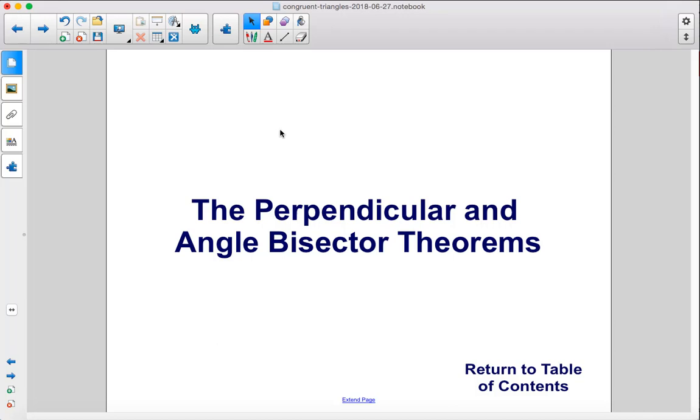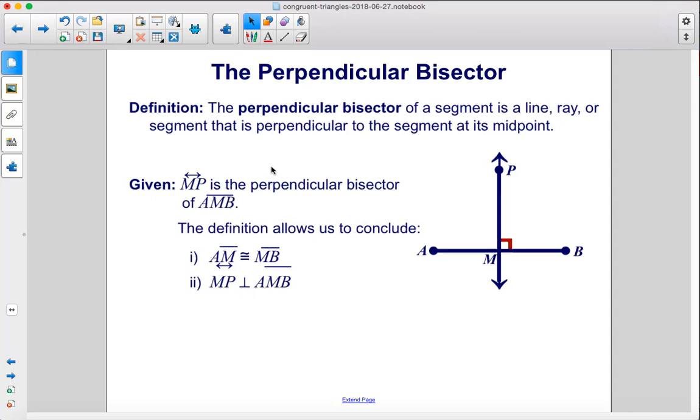The perpendicular and angle bisector theorems. The perpendicular bisector. Definition. The perpendicular bisector of a segment is a line, ray, or segment that is perpendicular to the segment at its midpoint.